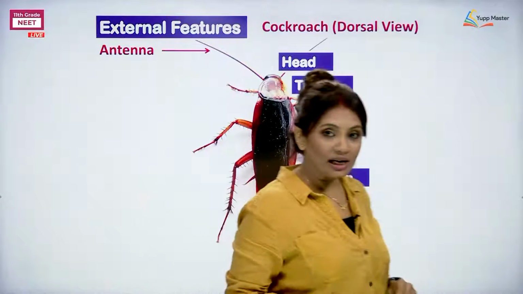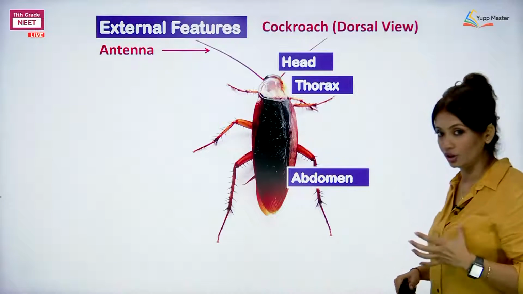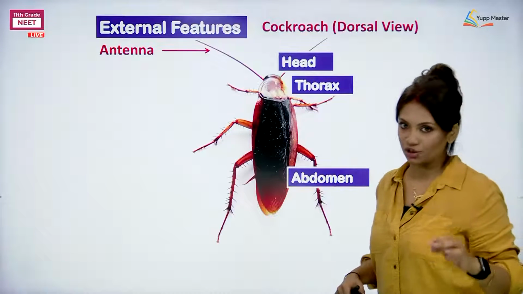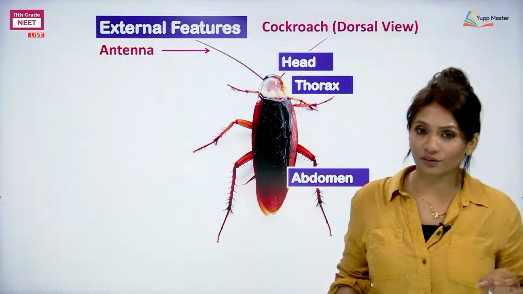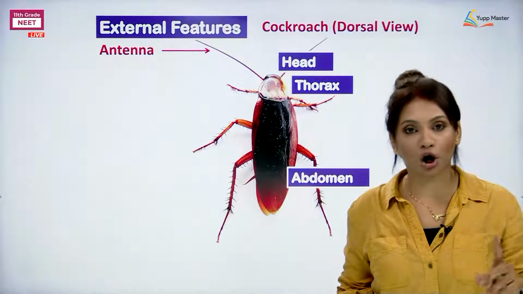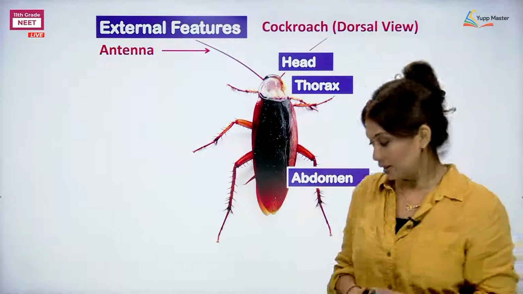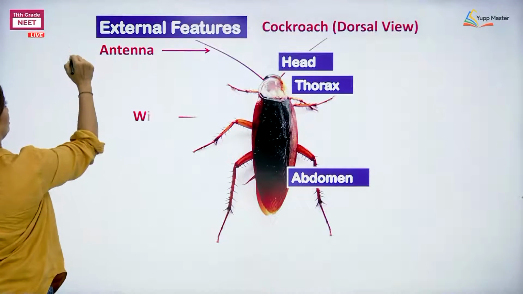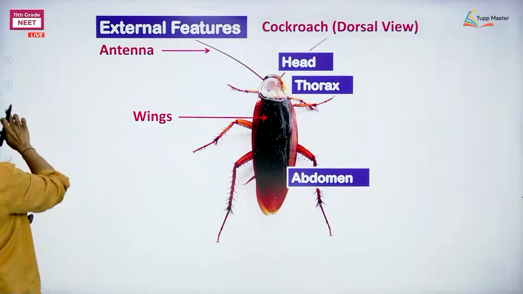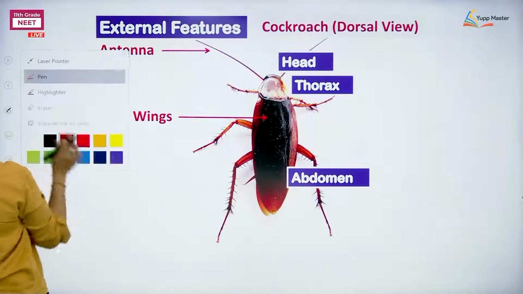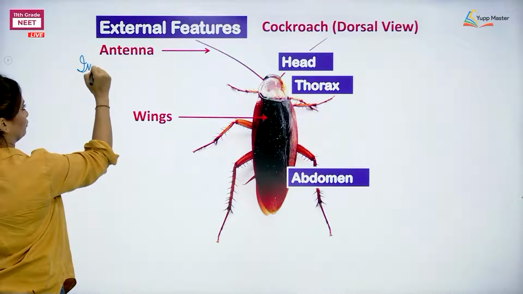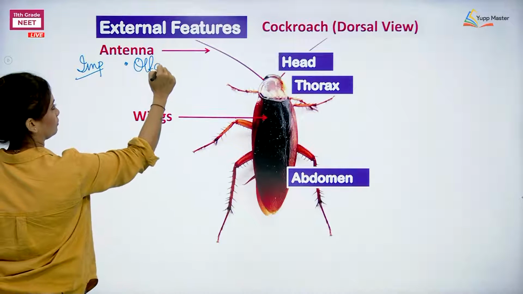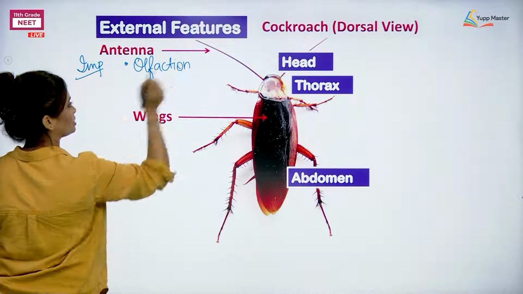Now can you see at the external features near the head region, you can also see the presence of the antenna. And if you remember from the last lecture, what exactly was the function of the antenna? Antenna was used for sense of smell. But not only was it used for sense of smell. Function here is very important. Let's see what that function is. I'll write it in blue. First is olfaction. Olfaction means sense of smell.